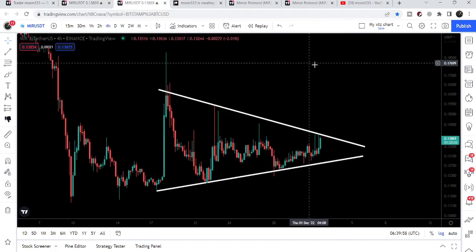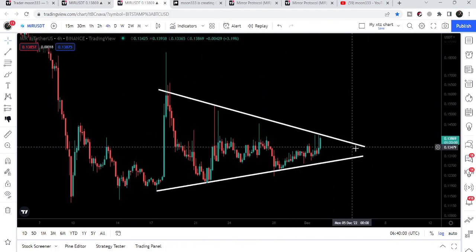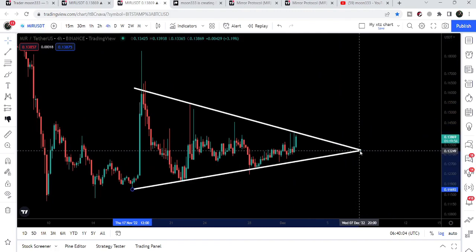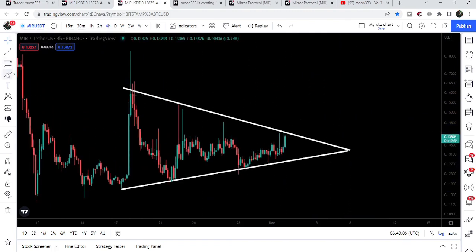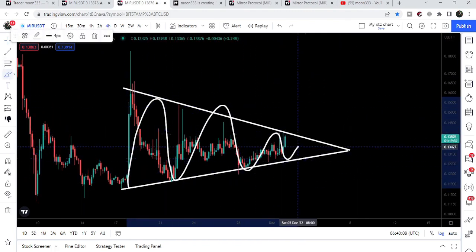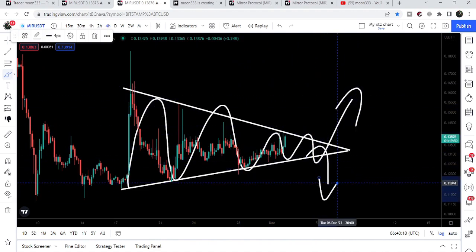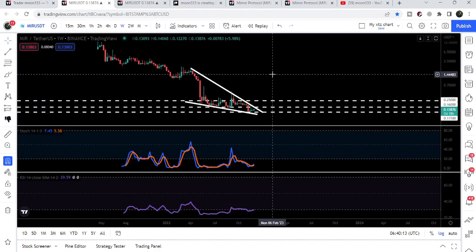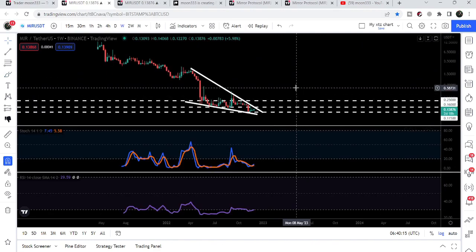On the smaller time frame chart, you can see that the price line is quite squeezed inside this symmetrical triangle, so at any time it can break down the support or resistance of this triangle. I'm expecting that it can break out, because on the weekly time frame chart we also have a hidden bullish divergence, not the hidden, a complete normal bullish divergence on this weekly time frame chart.